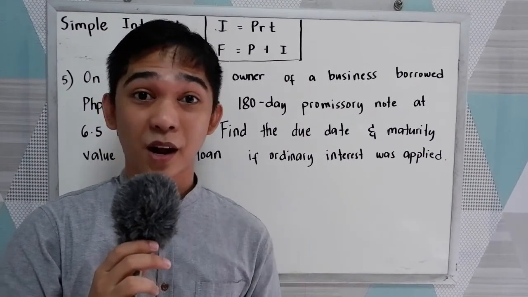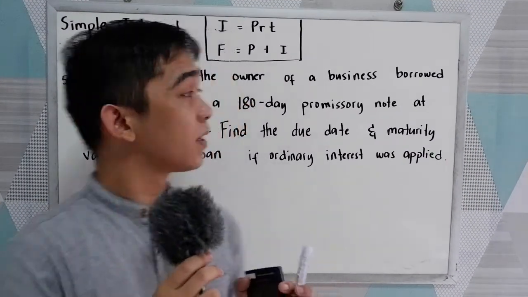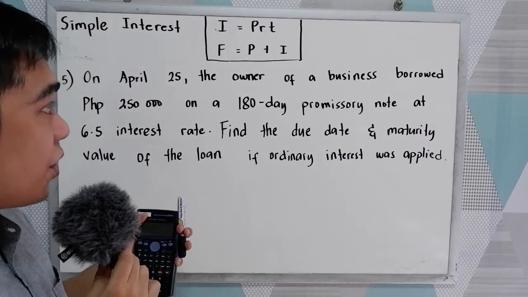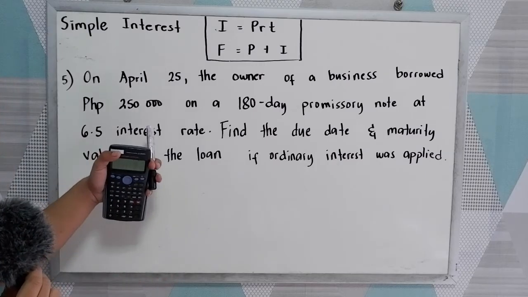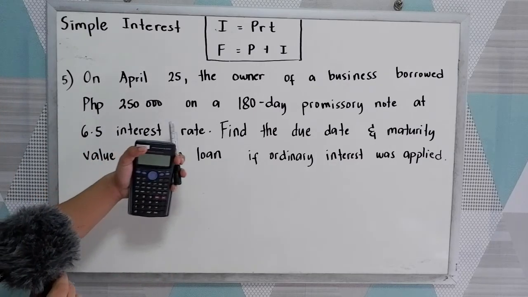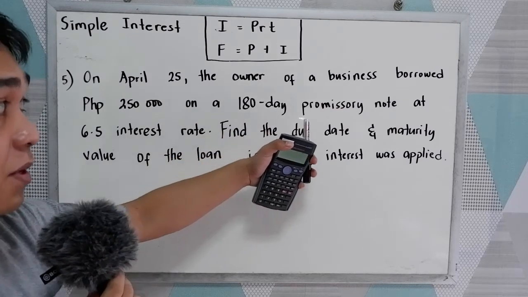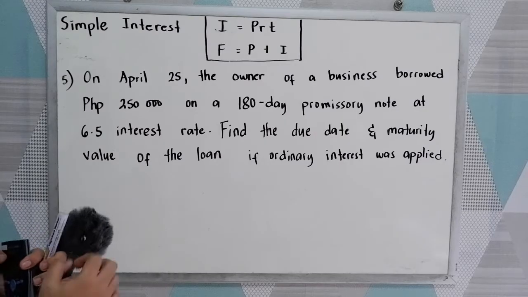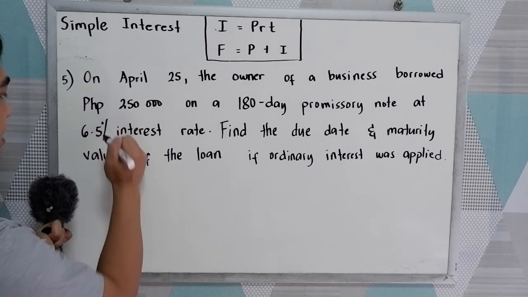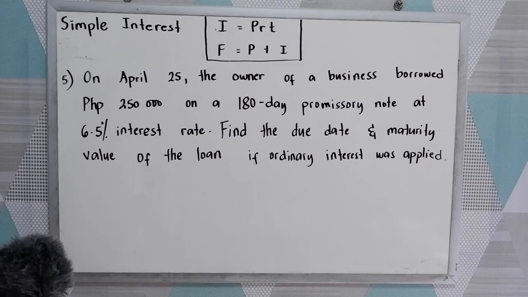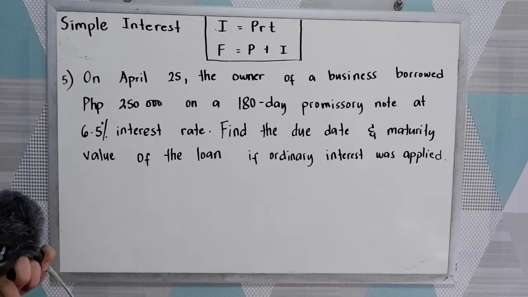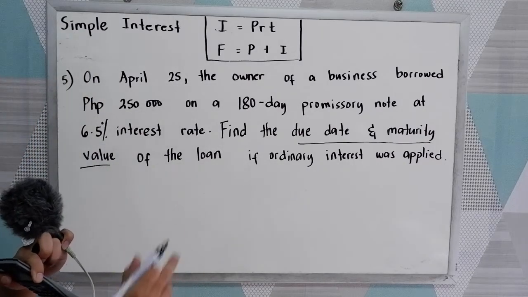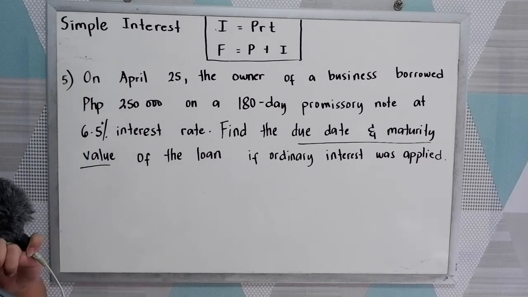And now our last problem for the simple interest. On April 25, the owner of a business borrowed 250,000 PHP on a 180-day promissory note at 6.5% interest rate. Find the due date and maturity value of the loan if ordinary interest was applied.